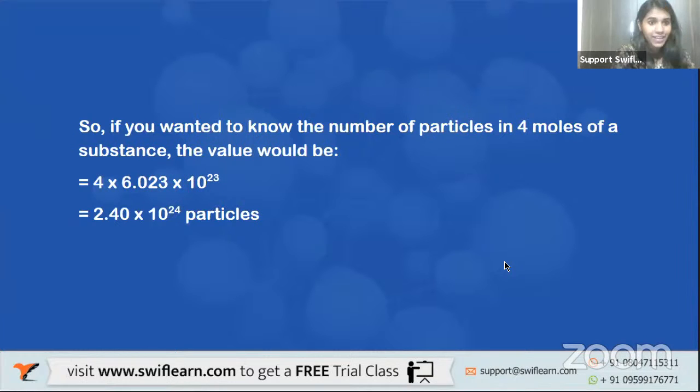Now moving ahead. If you want to know the number of particles in 4 moles of a substance, what will you do? You will just do 4 into the Avogadro's number. Just do 4 into Avogadro's number. You will get the total number of particles in that. Okay.